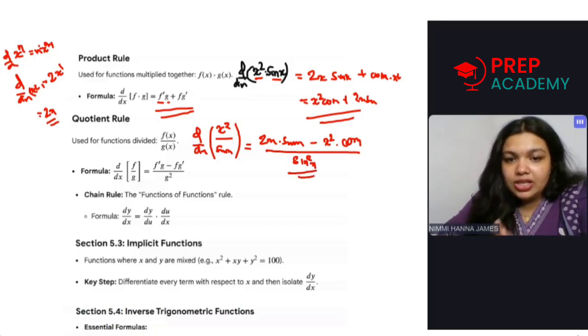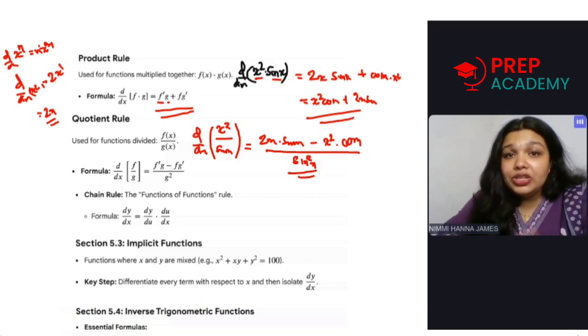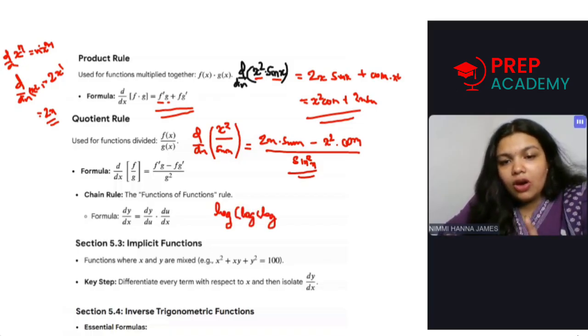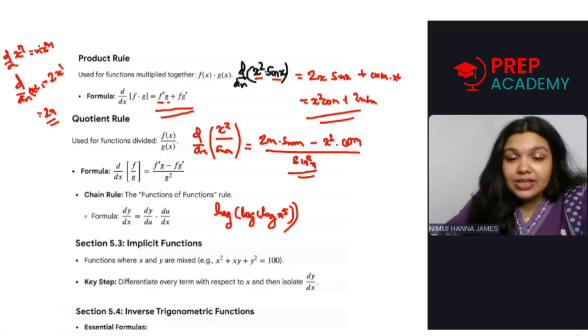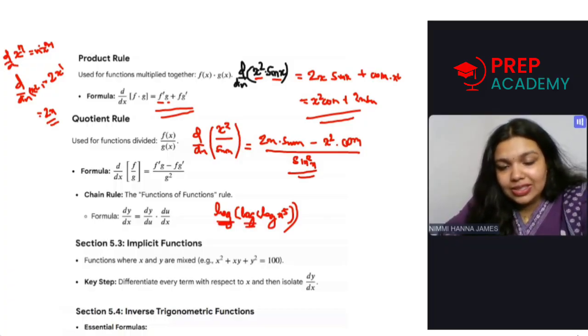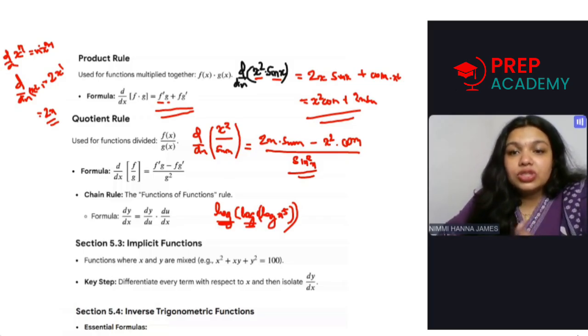This is how we differentiate the quotient of two functions. Then the chain rule is there, for functions of functions, that is, if we have a combination of functions, for example log of log of log of x raised to 5. This is a big, complex function, with many functions inside a function. The function inside a log is another function, and inside that is another log, so we have continuous functions of functions.